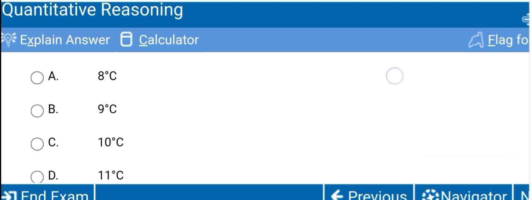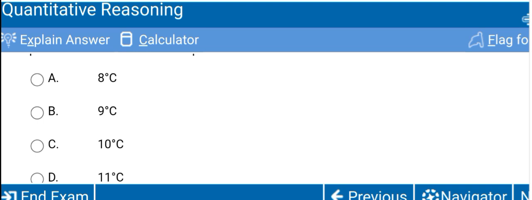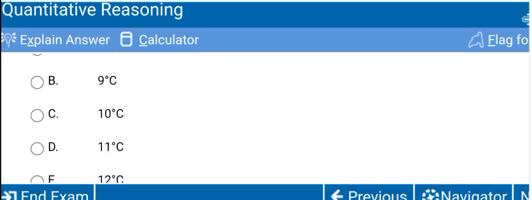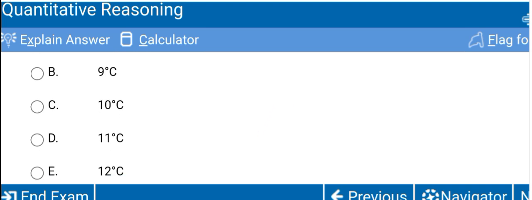Option A, 8 degrees centigrade. Option B, 9 degrees centigrade. Option C, 10 degrees centigrade. Option D, 11 degrees centigrade. Option E, 12 degrees centigrade. So here we have these 5 options. So let's see which one is the correct option.